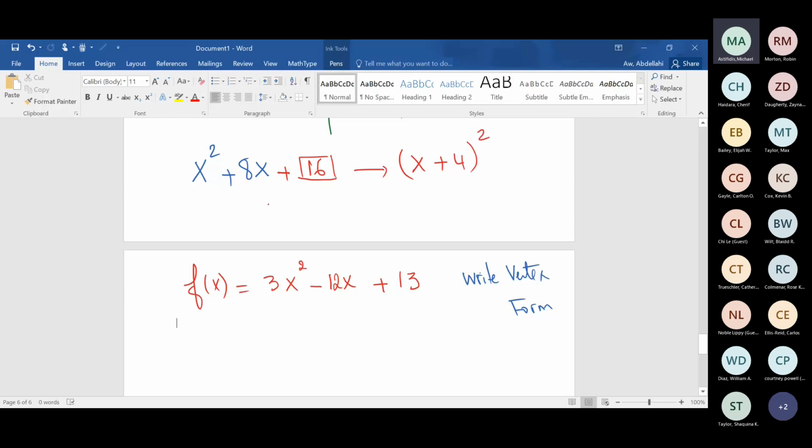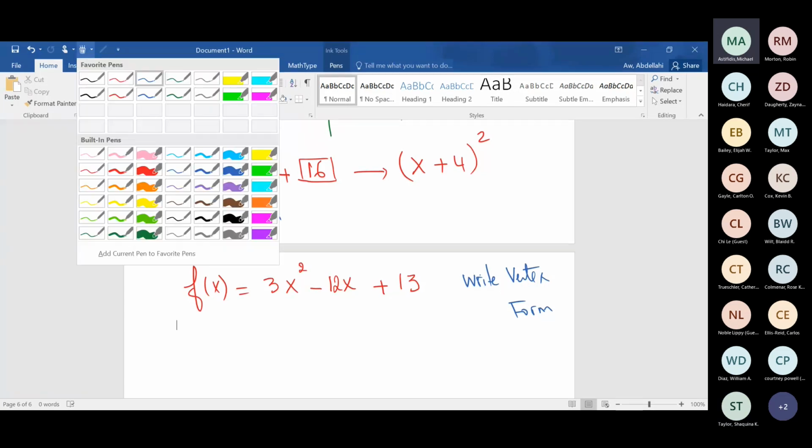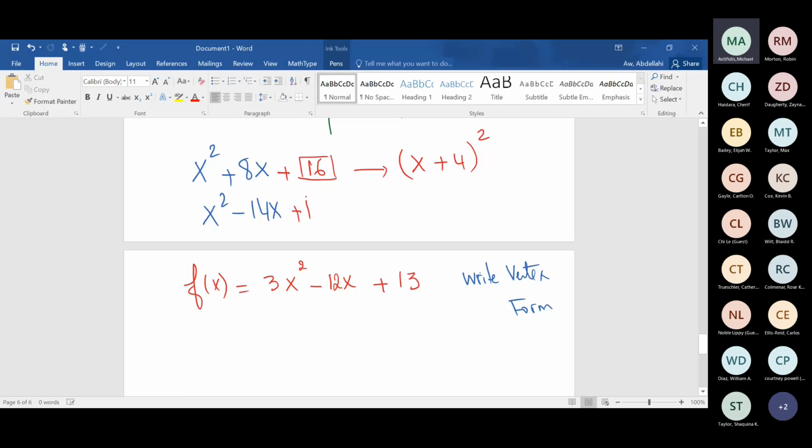For instance, if you have x squared minus 14x, what is the number we need to add to get a perfect square? 49, thank you very much. And when you add 49, which square do you get? x minus 7 all squared. Thank you. Everybody remembers that technique? You're going to use it here.